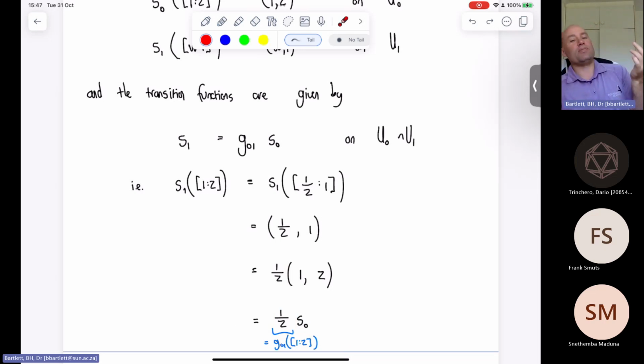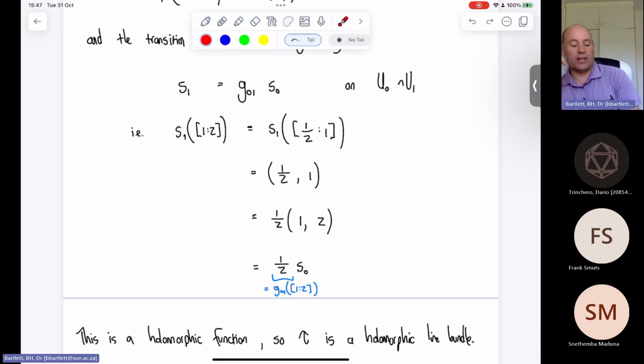Don't get confused, 1 over z featured in quite a few ways. On the one hand, 1 over z featured as the change of coordinates function when we were doing the holomorphic charts in CP1. Now in a very different way, 1 over z is featuring as the transition function of the tautological line bundle over CP1. It's related, but they're not the same thing. Okay.